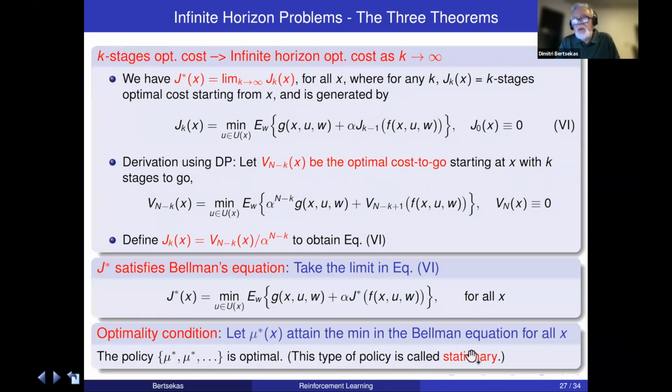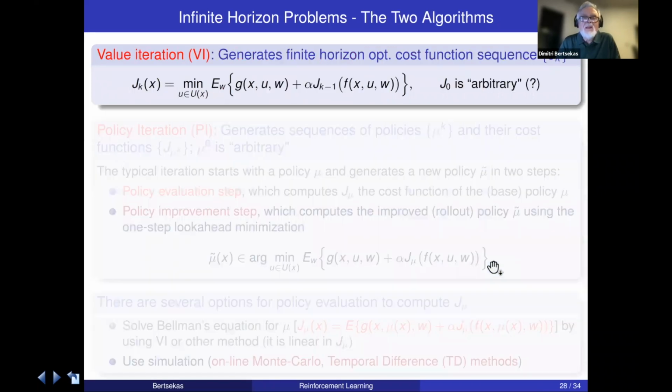And there are some other results, of course, sometimes special in particular types of problems and so on, but these are the major results. And there are also two major algorithms: value iteration and policy iteration. Value iteration is given by the formula I gave in the previous slide, generating the k stage cost, except for one thing.